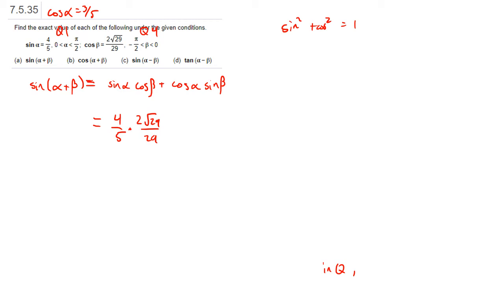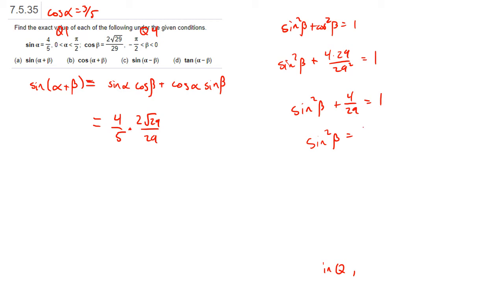So working through all that again, sine squared beta plus cos squared beta equals 1. Sine squared beta is what I'm interested in finding out. Cos squared of beta is 4 times 29 over 29 squared. So that simplifies down to just 4 over 29. Subtracting the 4 over 29 gives me 25 over 29. So therefore, the sine of beta is plus or minus the square root of 25 over 29, aka plus or minus 5 root 29 over 29.